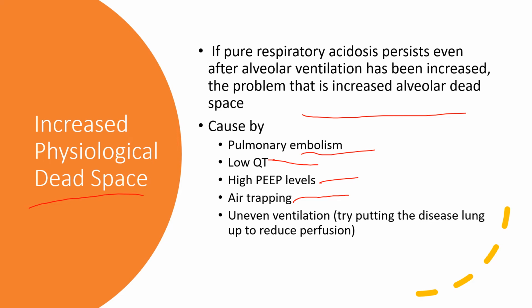Sometimes little changes, like putting a diseased lung up to reduce perfusion, so it's the opposite of being dependent. So let's say the left lung is diseased, you put the right lung dependent, the left lung up in the air. In theory, that could help because then you're putting perfusion to the good lung and taking away perfusion from the bad lung in that situation. So we can try to help that. Pulmonary embolism would obviously be trying to treat the pulmonary embolism, blood thinners, taking it out. Low cardiac output, positive inotropes, vascular pressors, things like that. High PEEP levels, turning the PEEP down, and air trapping, fixing the air trapping. Those are all things that we could easily do to help with those dead space processes.